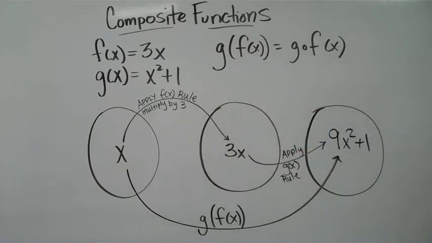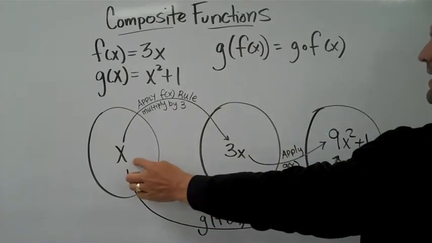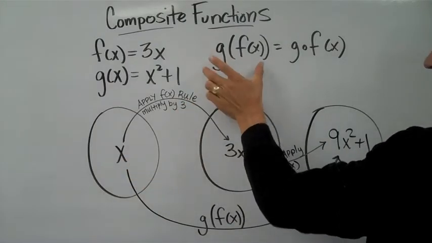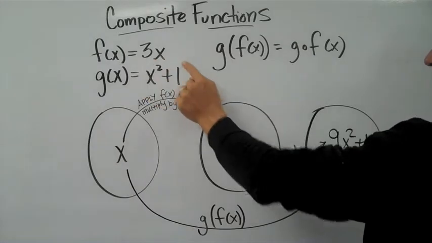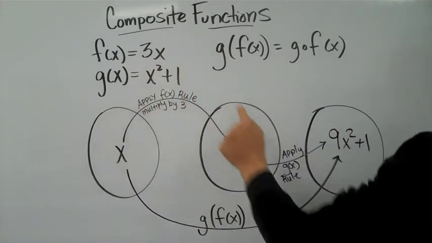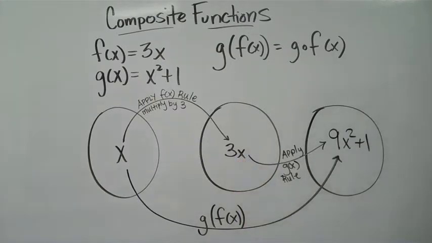Well, we always work from the inside out. So if we take an input, any input, x, it says let's apply the f of x rule because we're working from the inside out. The f of x rule says multiply your input by 3. So x is our input times 3 gives us our output, which is 3x.